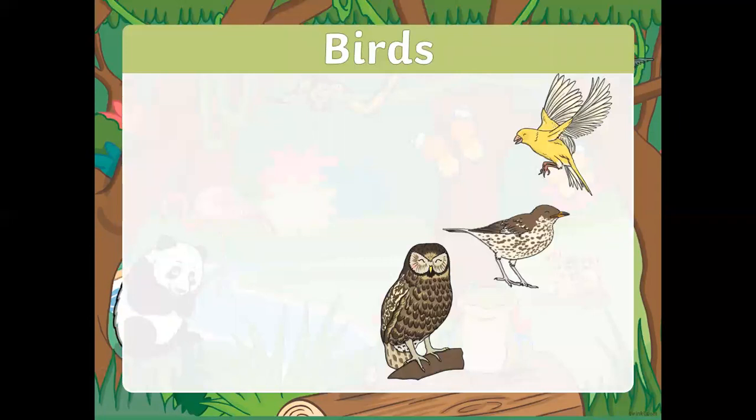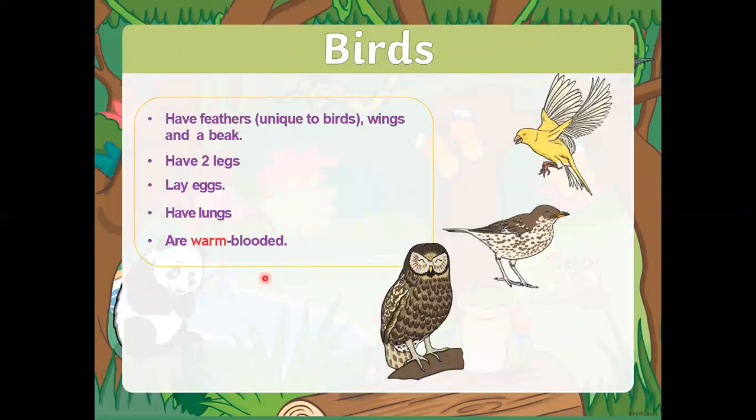The next group that we have is birds. Wow. Birds have feathers, unique to birds. Only birds have feathers to cover their skin, wings, and a beak. They have two legs, as you can see. They lay eggs, don't give birth, just lay eggs to have a baby. They also have lungs to breathe, and they are warm-blooded animals. They don't change their temperature according to the environmental condition. No, they have a constant internal temperature.